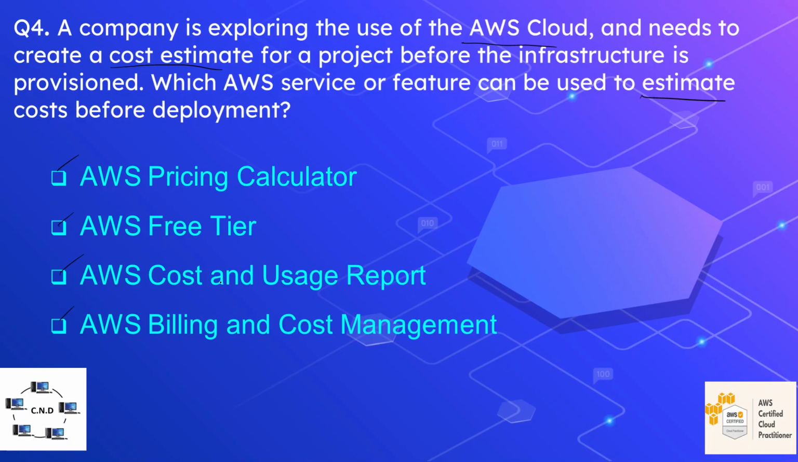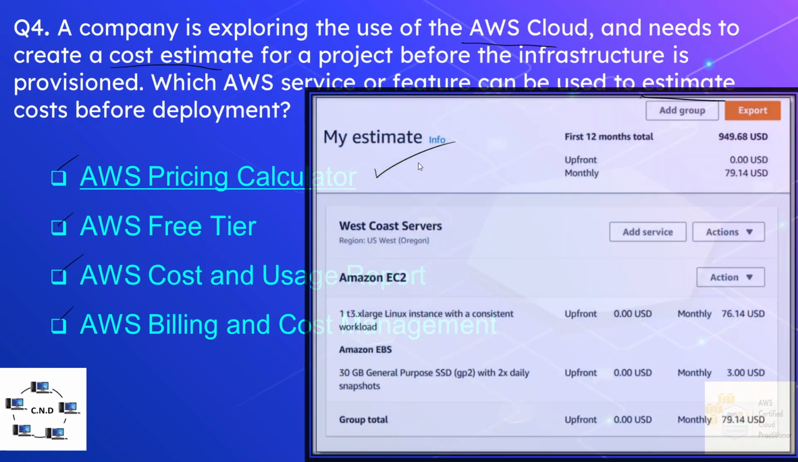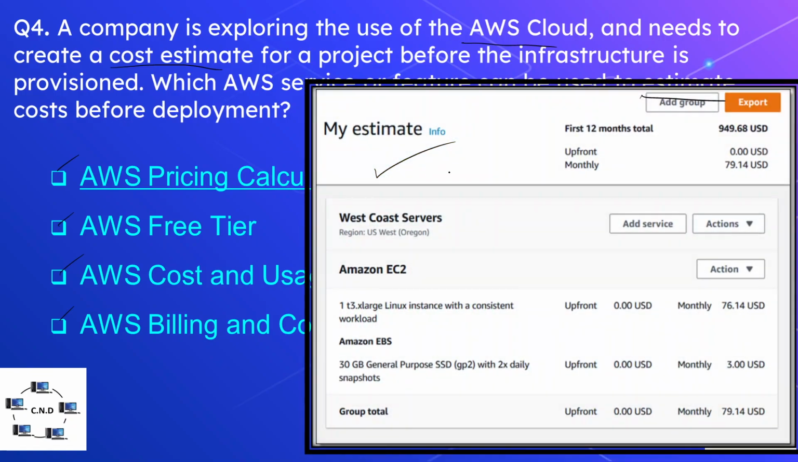So if you are planning for AWS deployment or usage of AWS services, and you want to calculate the price before you deploy the services, then which option can be used? The correct option is the AWS Pricing Calculator. So what is the AWS Pricing Calculator? This is just an overview, a screenshot of the AWS Pricing Calculator.